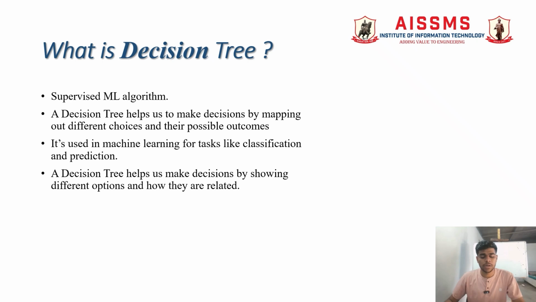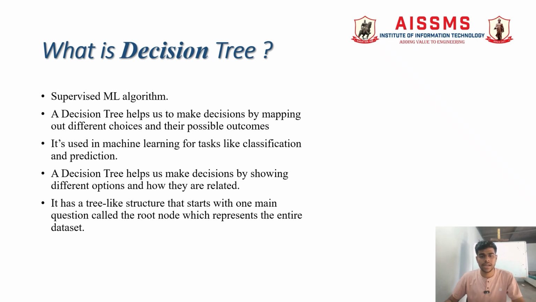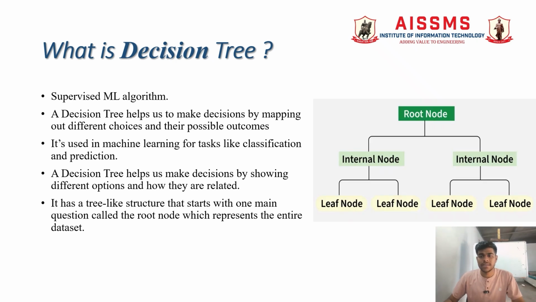The tree starts from a single main question called the root node, which represents the entire data set. It has a tree-like structure. This is one example of a decision tree, showing the flowchart of a decision tree. The top node is called the root node. From this root node, we have two internal nodes, and inside each internal node, we have two leaf nodes.